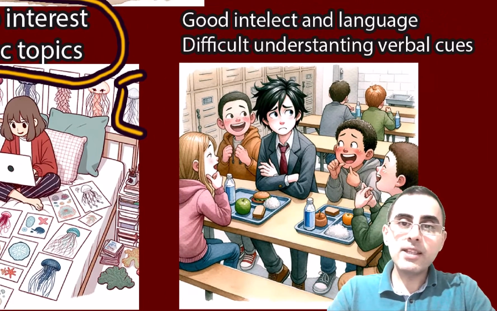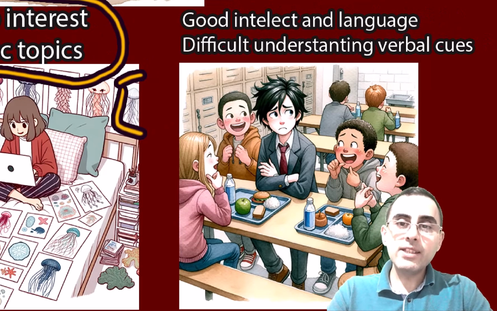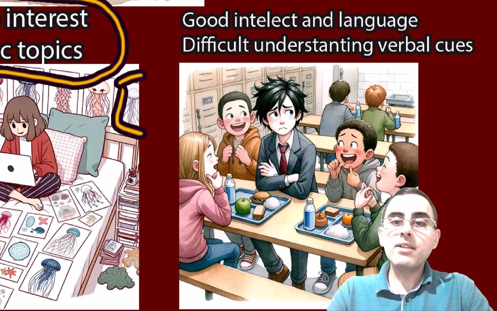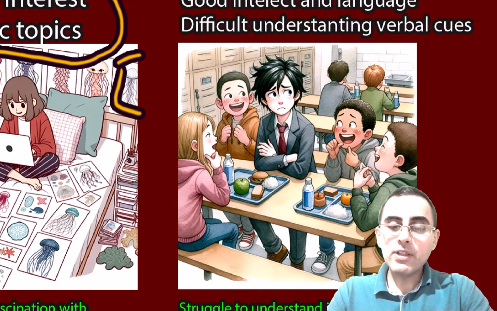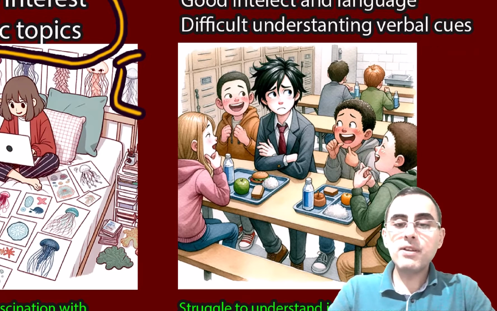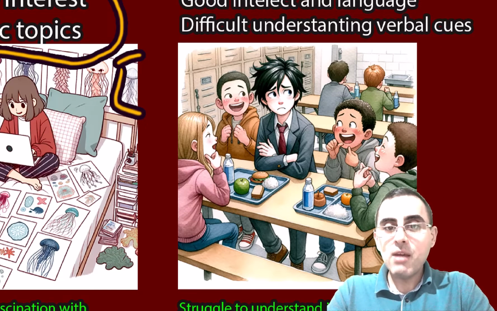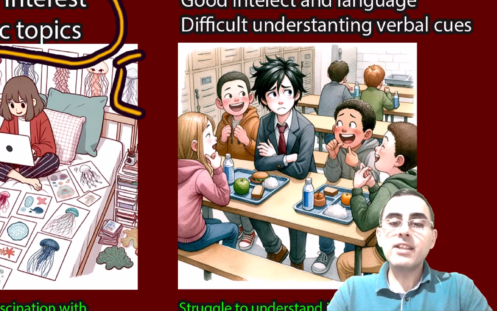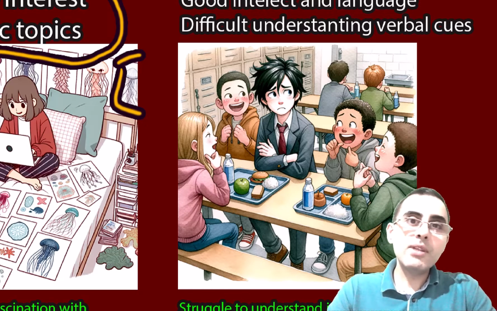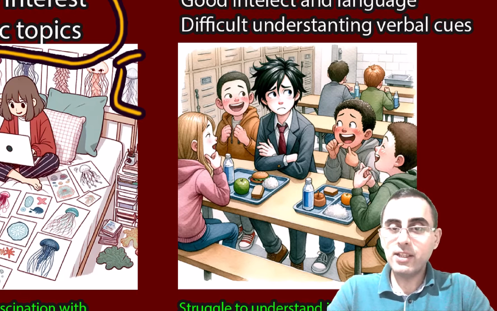So such people with Asperger disorder have deep interest in specific topics and a specific niche. Another characteristic is good intellect, good language skills, but difficulty understanding verbal cues. For example, it's difficult for them to understand jokes because they take things directly, literally, and it's difficult for them to understand idioms also.